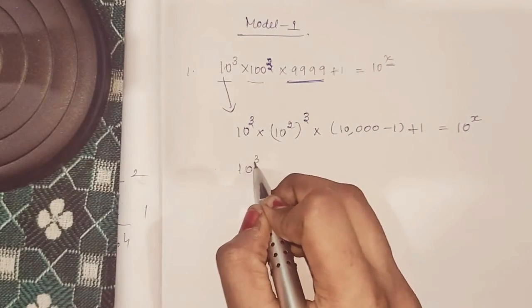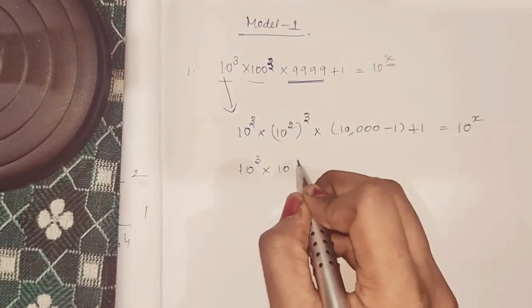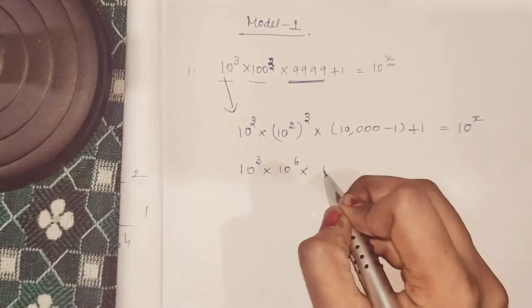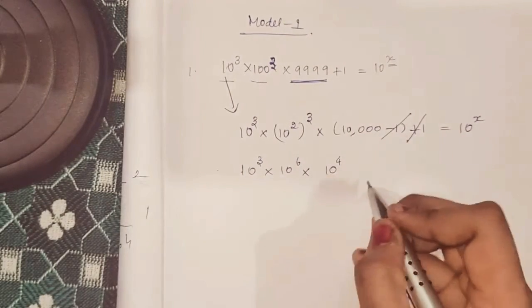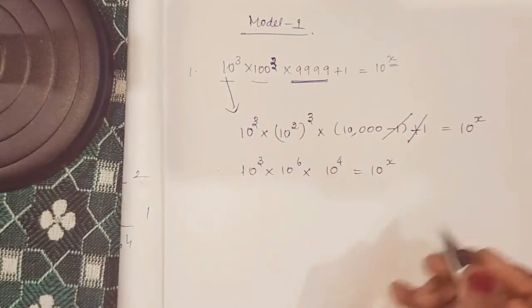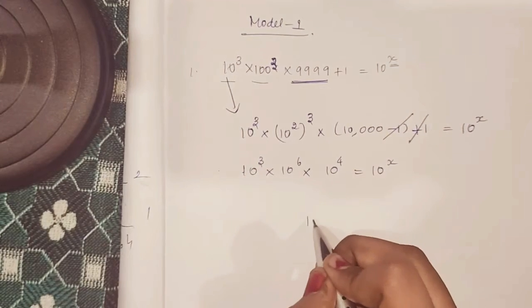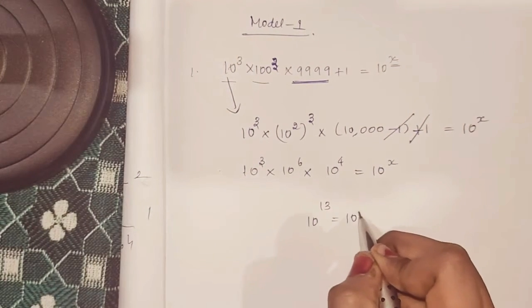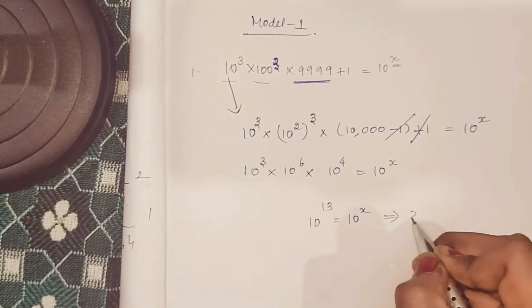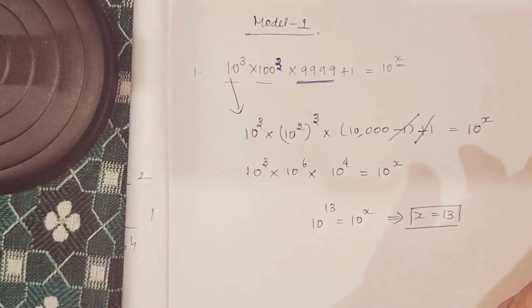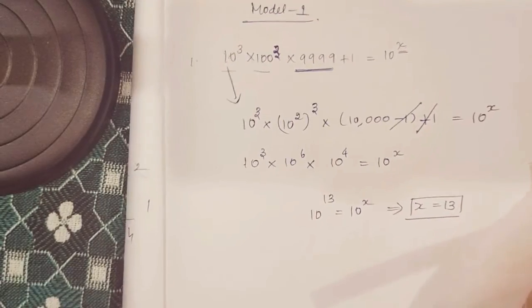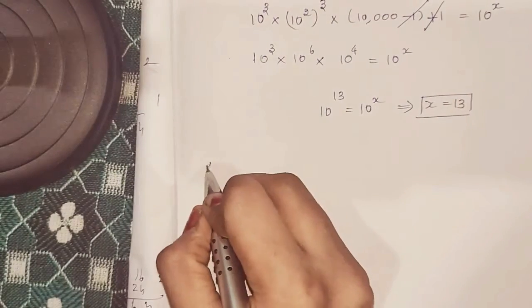So here we go, 10 power 3 into 10 power 6 into 10 power 4 minus 1, plus 1 gets cancelled, equal to 10 power x. So altogether 10 power 13 is equal to 10 power x. That implies x is equal to 13. This is one of the questions that will be asked every year. So the second pattern is something.